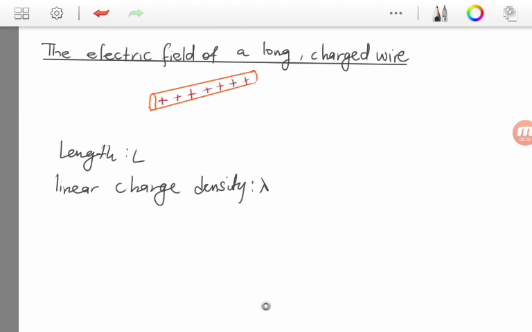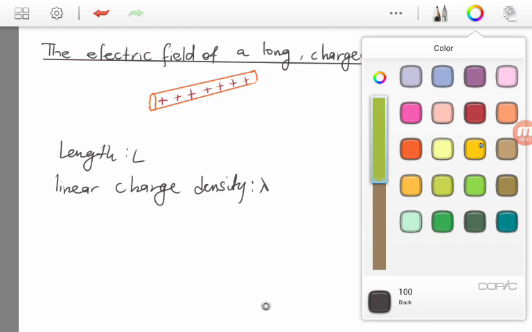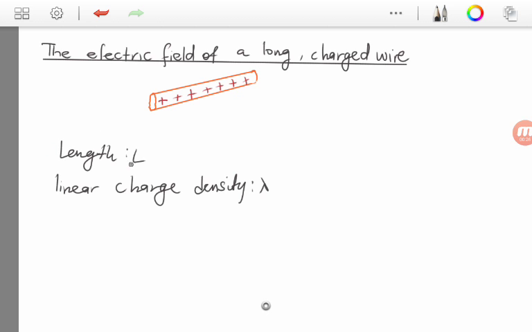In this question, we're asked to find the electric field of a long charged wire. Basically, here is this charged wire. As we can see, it is positively charged. We're told that it has a length of L, so from here to here the length is L, and it also has a linear charge density of lambda.